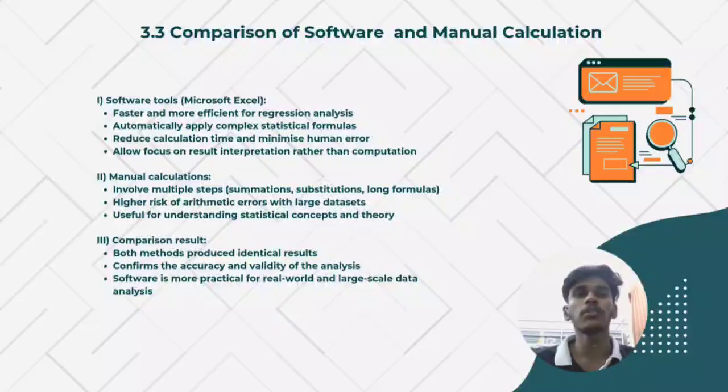On the other hand, manual calculation of regression parameters such as the slope, intercept, and correlation coefficient involves multiple steps, including calculating summations and substituting values into lengthy formulas. These steps increase the risk of arithmetic mistakes, especially when dealing with many observations. In this study, the results obtained from statistical software exactly matched those derived from manual calculations, validating the accuracy of both methods. This demonstrates that while manual calculations are useful for understanding the underlying concepts, statistical software is more practical and reliable for efficient data analysis.